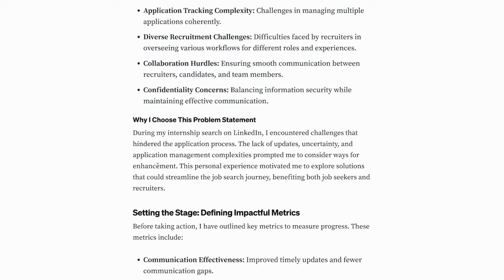Now I'm going to read this last part because it's part of the same section, which is why I chose the problem statement. During my internship search on LinkedIn, I encountered challenges that hindered the application process. The lack of updates, uncertainty, and application management complexities prompted me to consider ways for enhancement. This personal experience motivated me to explore solutions that could streamline my job search, right?